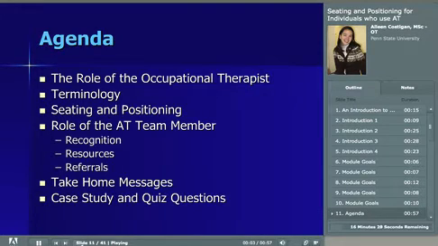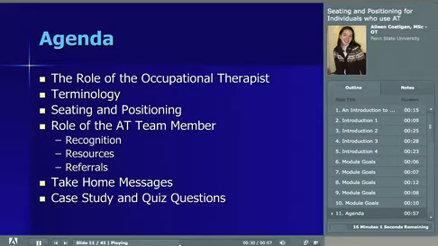To address these goals, this module will discuss the following agenda of topics. We'll look first at the role of the occupational therapist in assistive technology to provide some insight into why it's appropriate to have a presenter with an occupational therapy background, such as myself, provide you with this information. We'll then review some of the terminology you will hear me use throughout the module so that it is familiar to you when it is next presented.